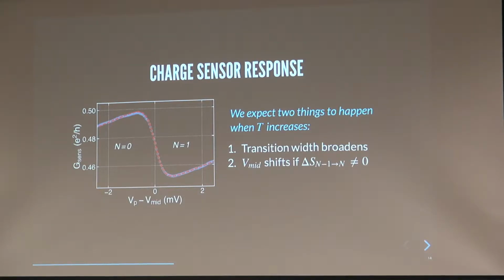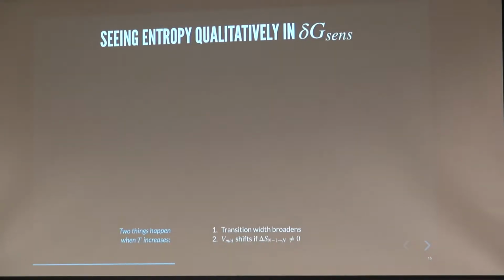When the temperature increases, there are a few things that are going to happen. First of all, the Fermi sea broadens. And so this charge transition will happen over a larger gate voltage range. Energies are all washed out. But also, if there's an entropy change, we expect this to shift. Now let me show you qualitatively what this will look like as these two things happen. The transition broadens and it shifts.